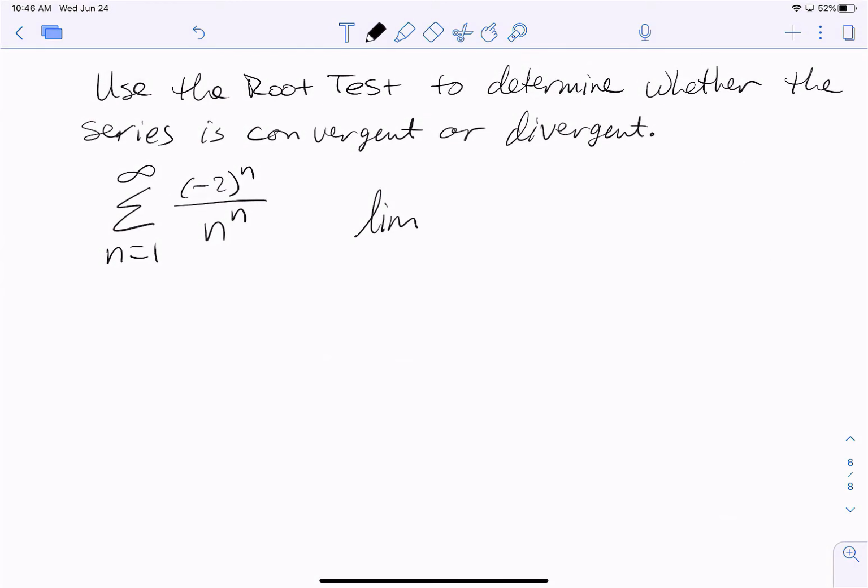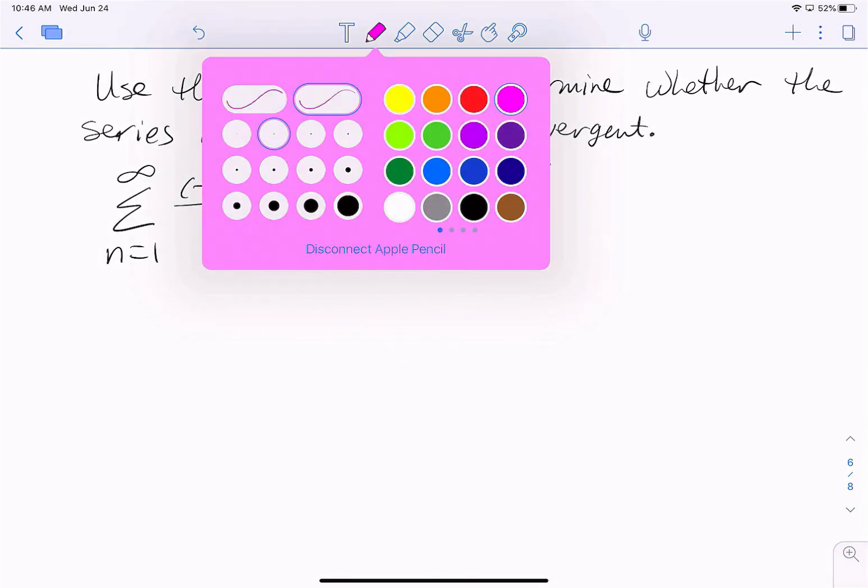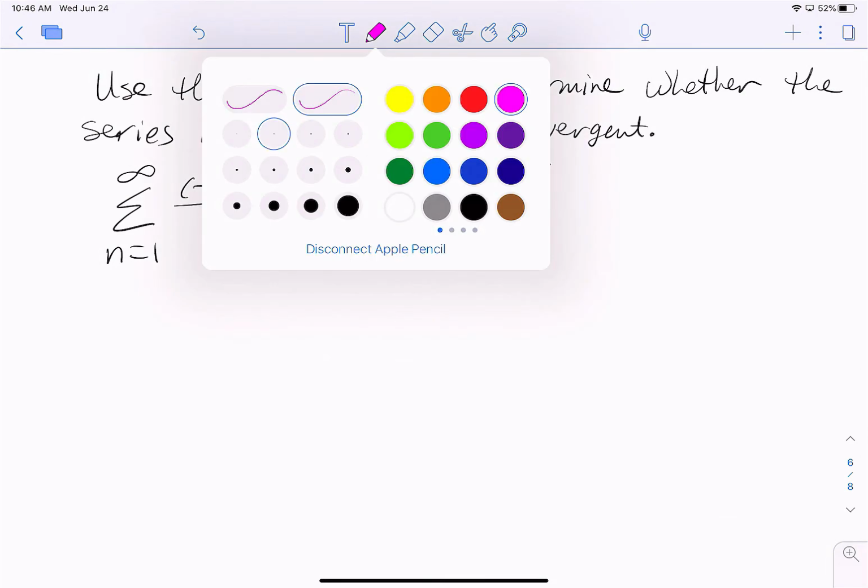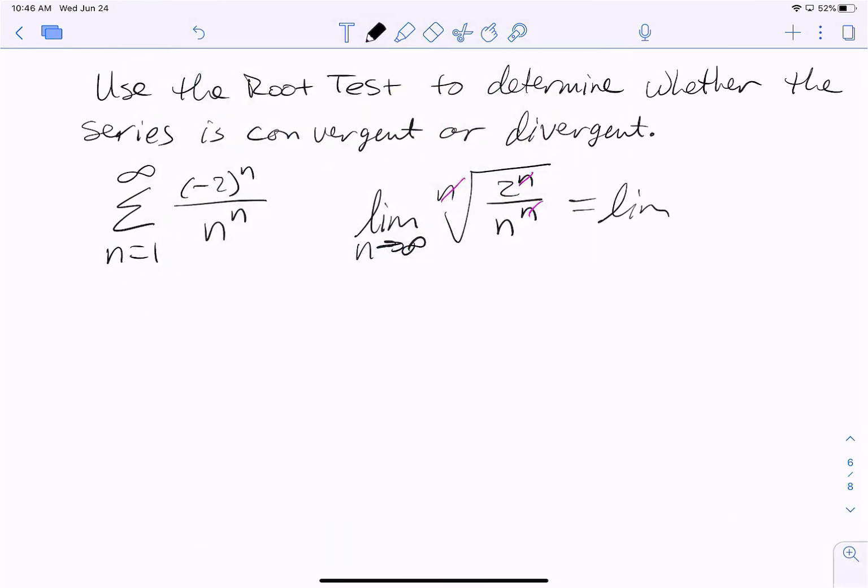It's going to look like this. The limit as n approaches infinity, and as we said, for the root test, we're using the absolute values of the terms. So I'm not going to include the negative 2. I'm just going to write it down as the limit as n approaches infinity of the nth root of 2 to the n divided by n to the n. Now, folks, we have an n index and we have n exponents. They will cancel each other. And so we end up with the limit as n approaches infinity of 2 over n. That's why the root test is indicated when you have an exponent that looks like n.